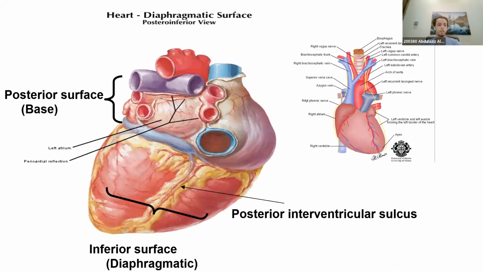As you guys can see here, the posterior surface, also called the base, where you can see the left atrium. Can you guys see my cursor, by the way? Okay, great. So we said the posterior surface, which we can see right here, is made of the left atrium, and then the inferior or diaphragmatic surface, which is lying on the diaphragm, made up by the 2 ventricles.